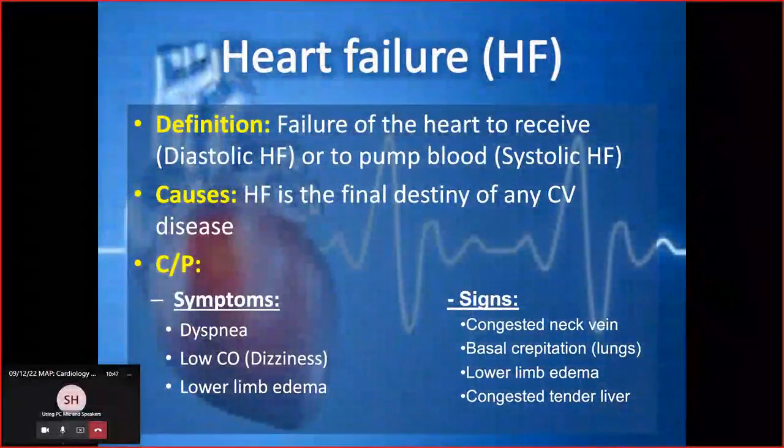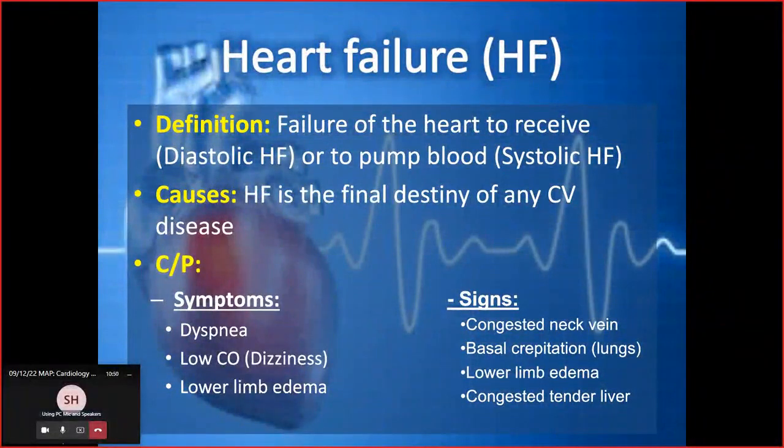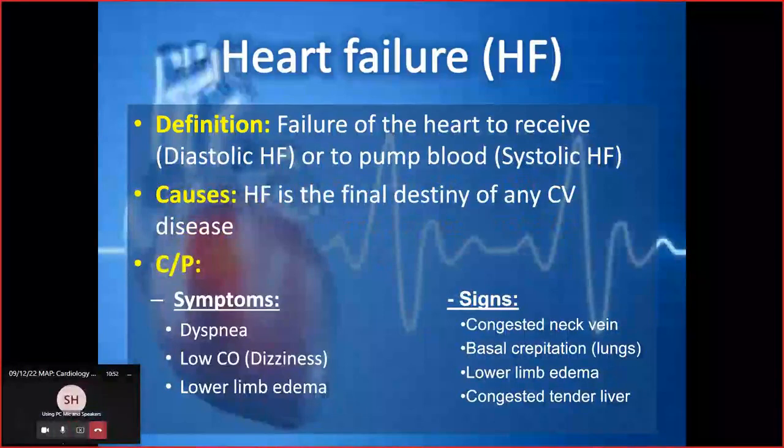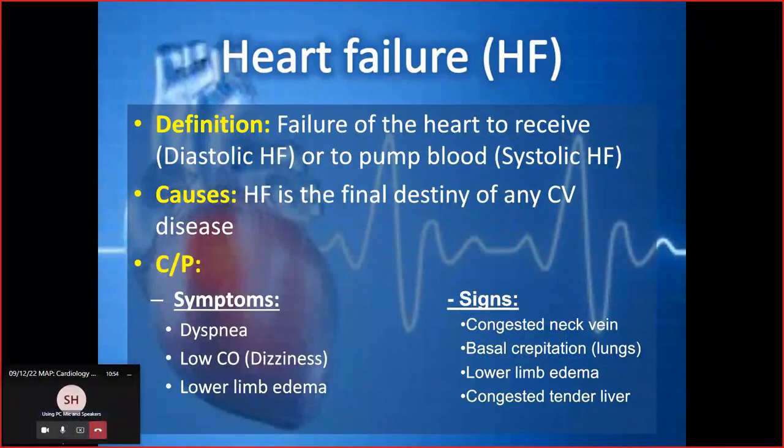So by definition, heart failure is failure of the heart to receive, which is diastolic heart failure, or to pump blood, which is systolic heart failure. Because heart failure is the final destiny of any cardiovascular disease, it will present, as we mentioned, with low cardiac output symptoms in the form of dizziness, or back pressure in the form of dyspnea, lower limb edema, congested neck veins, bibasal crepitations on auscultation, and congested liver.